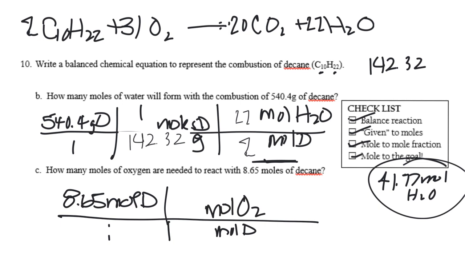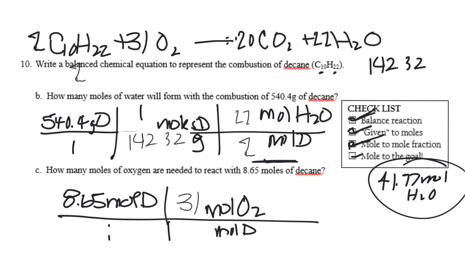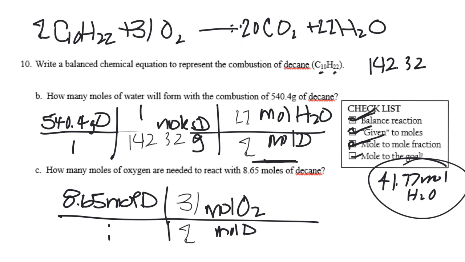The reaction's balanced. Given to moles, I'm already at moles, and now I'm doing mole to mole fraction. So in front of my oxygen is a 31, and in front of my decane is a 2. So that comes down. And now I just multiply by the ratio of 31 over 2. I do the math, I cancel my units, and I get a value of 134 moles of oxygen.